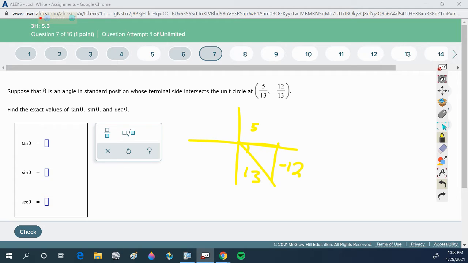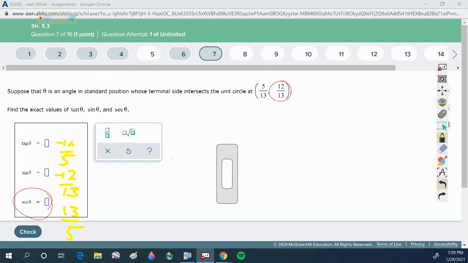So this is my angle. What is the tangent of that triangle? So tangent is opposite over adjacent. So negative 12/5. What's the sine? Well, the sine is just going to be the y value. It's always the y value. Negative 12/13. And the secant is going to be the cosine, but flipped upside down. So it would be 13 over 5. Does that make sense?